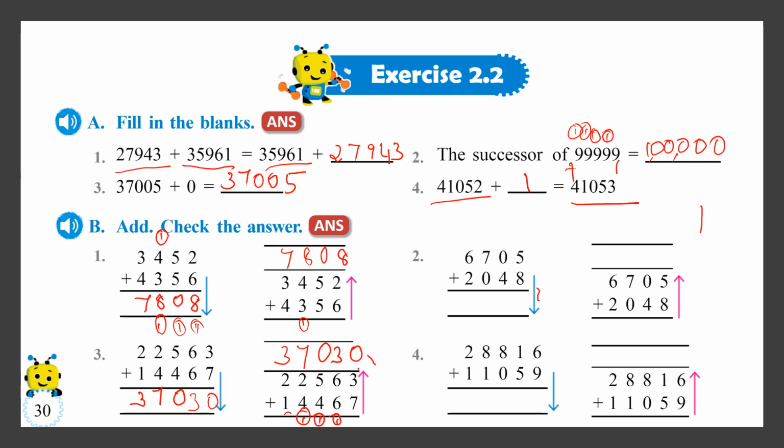So check the answer. Both ways I am getting 7,050. Right? This is the sum. You have to do the sum and check the answer. So the other two sums you can do and check the answers. Can you do that? Yes, do that.